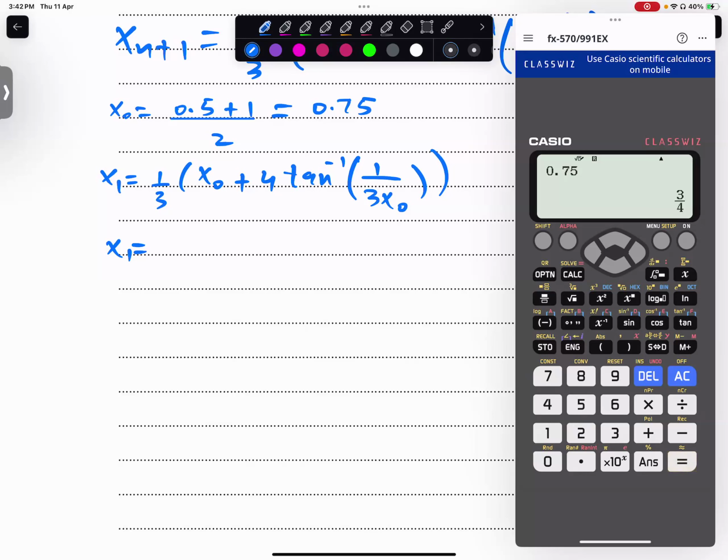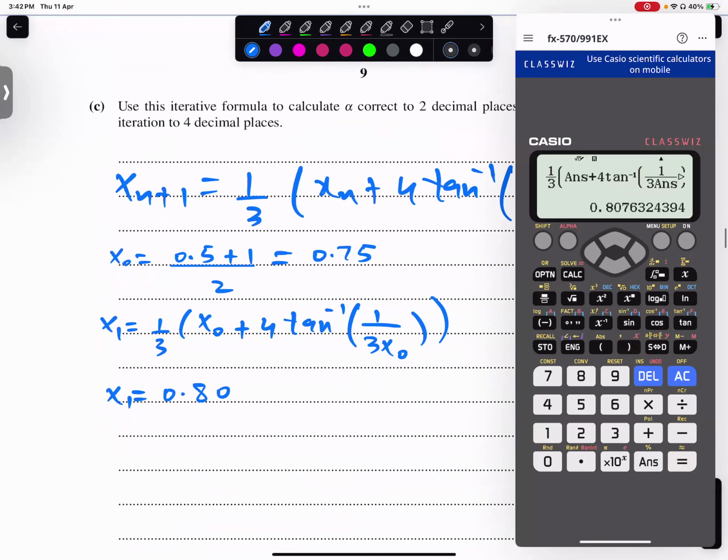Now your calculator has saved 0.75 as an answer. It is saved in its memory as an answer. Now just press the AC button and clear your screen. And now write 1 over 3, then bracket. Instead of x naught, you will press answer plus 4 shift tangent inverse of 1 upon 3. Then again, instead of x naught, you will write answer, close the bracket, and then close the bracket again, press equal, you will get 0.80.